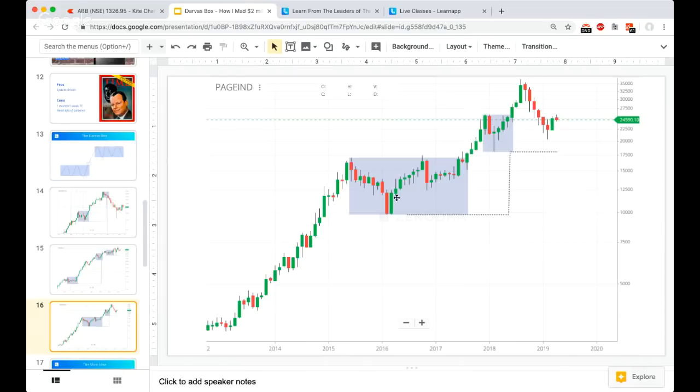Okay, finally, one last test for all of you. This is a box and we have a bar which closed above the box. What do we do when a bar closes above the box? Type your answer in the chat so I know you're with me.